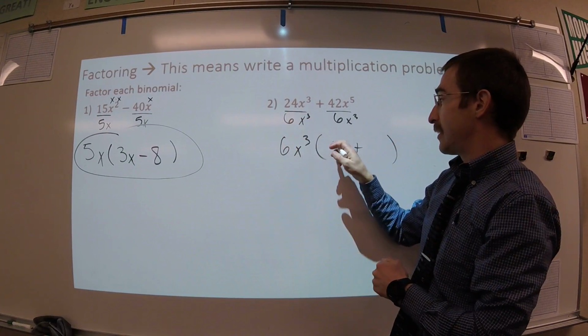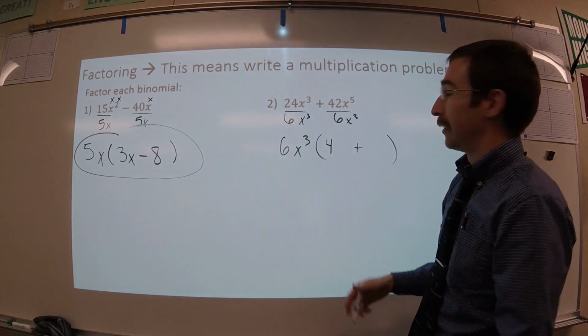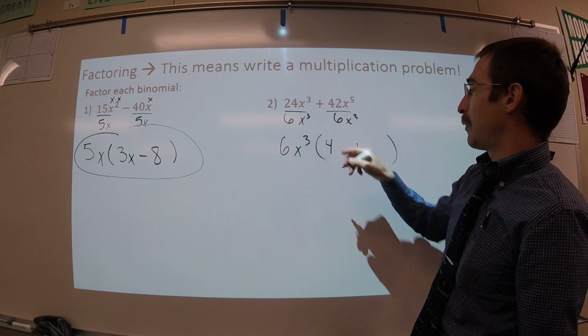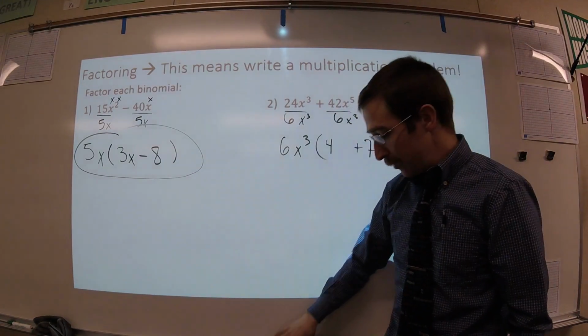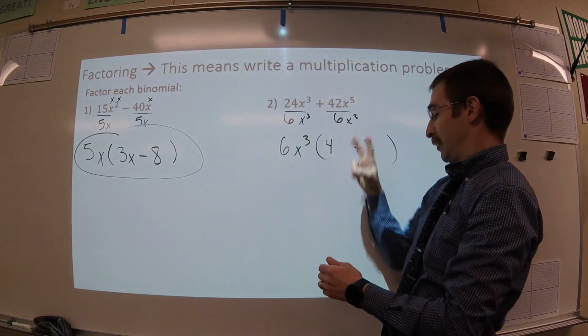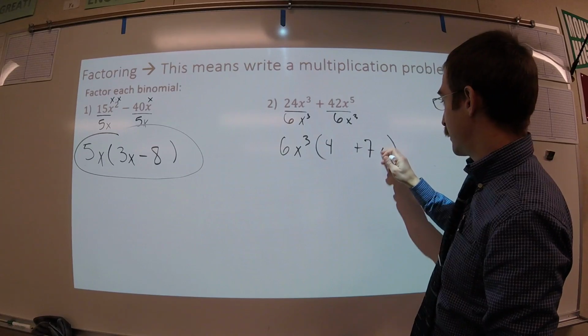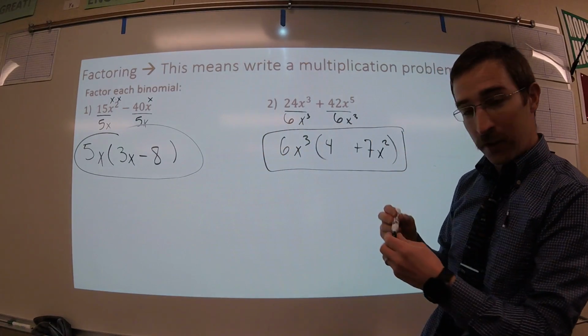So 24 divided by 6 is 4. X to the third divided by x to the third cancels out, because it's 1. 42 divided by 6 is 7. X to the fifth divided by x to the third: we got 5 x's up here multiplied, we took away 3 of them, we have 2 left over. So 7x squared. And that's it. That's our multiplication problem. That's our factored answer.